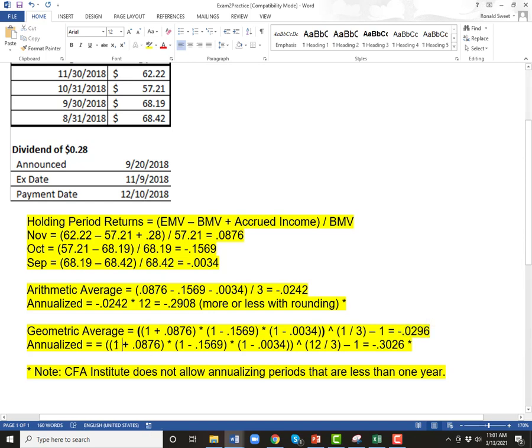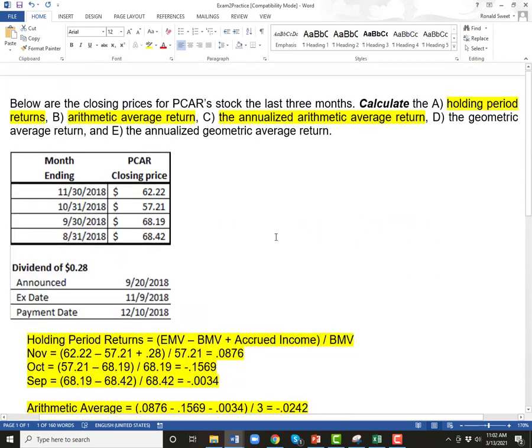And then when you annualize this, you do the exact same thing you just did, but instead of raising it to the 1/3, since it's monthly, you raise it to the 12/3. If this was 3 weeks, you would raise this to the 52/3. And again, you put your footnote down there. So that's how we do geometric and arithmetic returns.